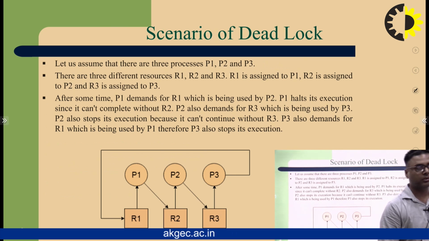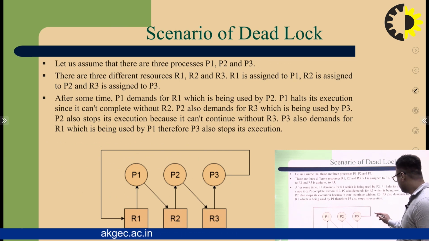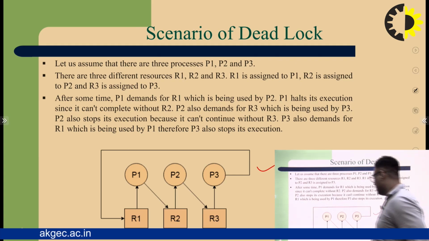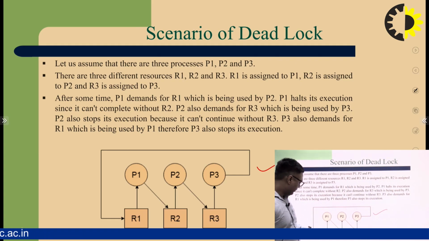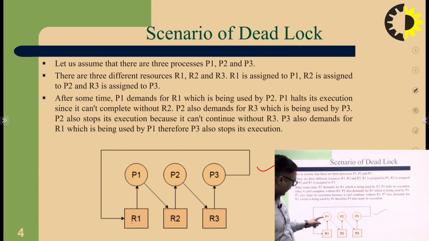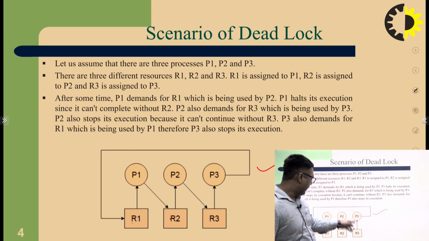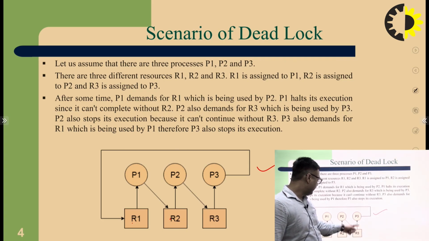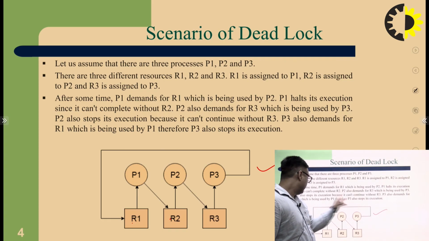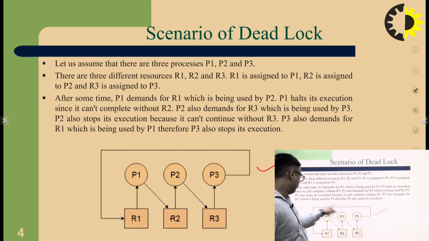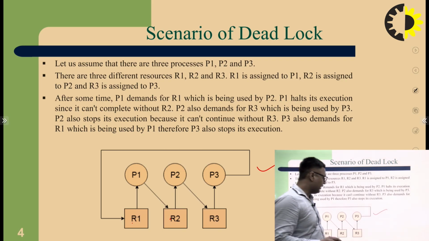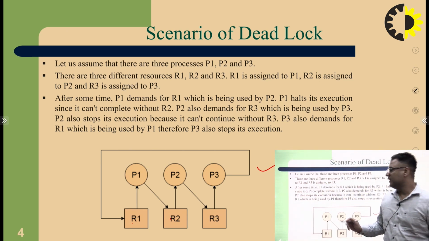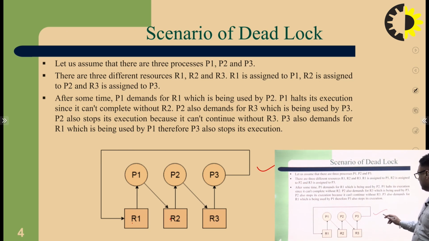A scenario of deadlock is also mentioned here. See this picture. R1 is demanded by P1, and P1 is allocated R2, and R2 is demanded by P2, but P2 is allocated R3, and R3 is demanded by P3, and R1 is demanded by P3. So the whole thing creates a cycle, and no resource is released. That condition is called the deadlock condition.